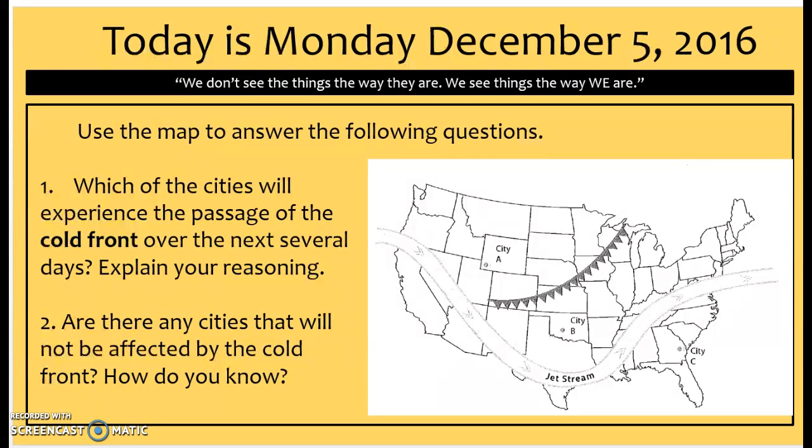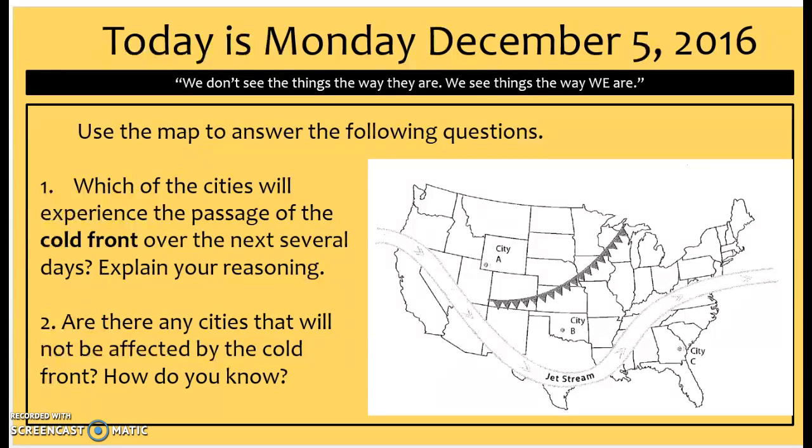For number 2, are there any cities that will not be affected by the cold front? How do you know? If you take a look at the way that the cold front is going, it's about to hit City B shortly, but then you have that jet stream passing through the country. And if you're not sure what the jet stream is, you will be learning about that soon. But the jet stream is exactly what it sounds like. It's a stream of air that moves through.